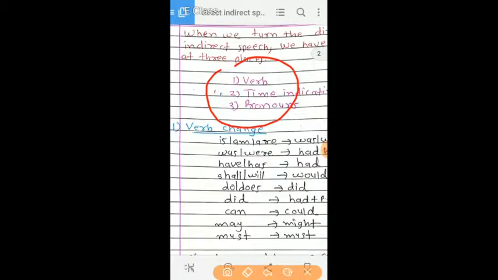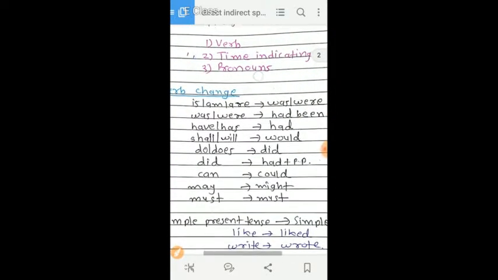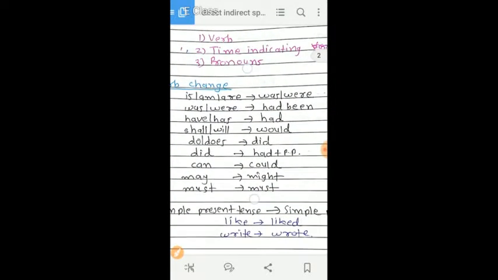First is verb related changes. Look at these changes and learn them very well. Is, am, are into was, were; have been into had been; have, has into had; shall, will into would; do, does into did; did into had plus past participle; can into could; may into might; must into must. There is no change for must.